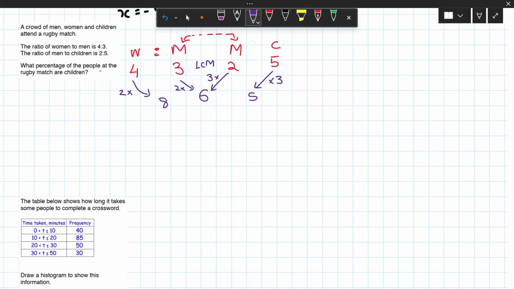We want to know what percentage of the people at the rugby match are children. So I know there are 8 women, 6 men, and 15 children. Next thing in any ratio question is to find the total. So that's 8 plus 6 plus 15, so that's out of a total. If I want to find the percentage of children, that would be 15 out of the total.